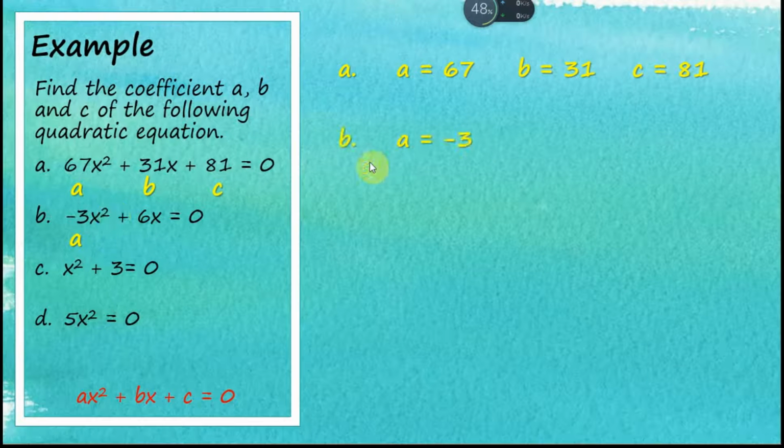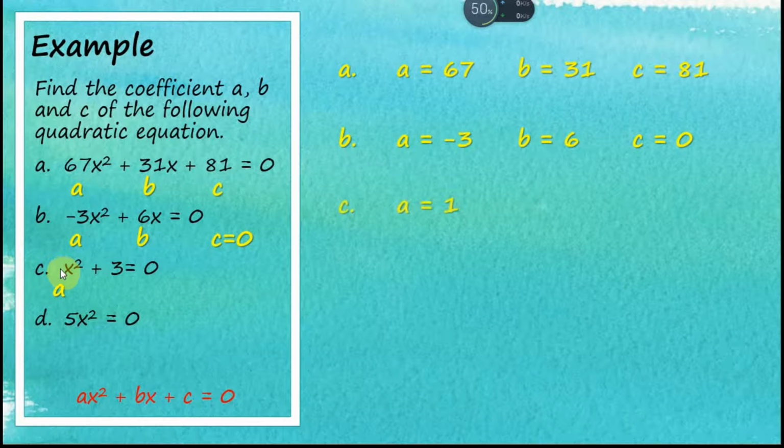The second question, a equals -3, and b equals 6, and that's all. We have no c. If we have no c, it means that c equals 0. So b equals 6 and c equals 0. How about this one? Now if we have no shown coefficient, there's no coefficient here, it means that it's equal to 1. If there's no number here, it means equal to 1, and therefore our a is equal to 1.